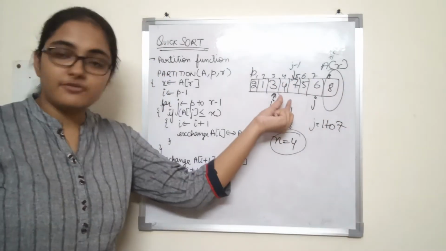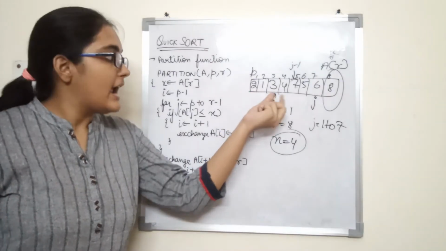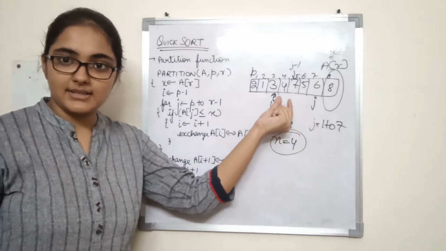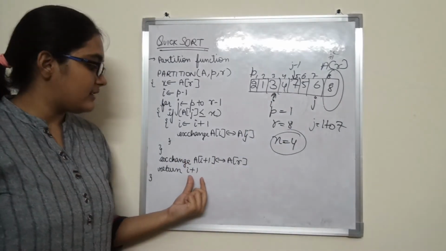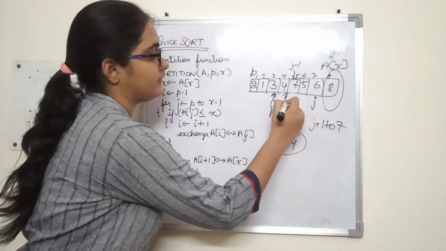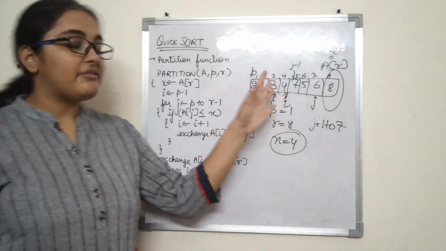Because the correct position of 4 is here, because before 4 all the elements are less than 4, and after 4 all the elements are greater than 4. So what is the correct position of 4? Here itself, right? So we have inserted it here and returned i plus 1. That is, we have returned the index q that we will catch in the quick sort, right? So now have you understood this?